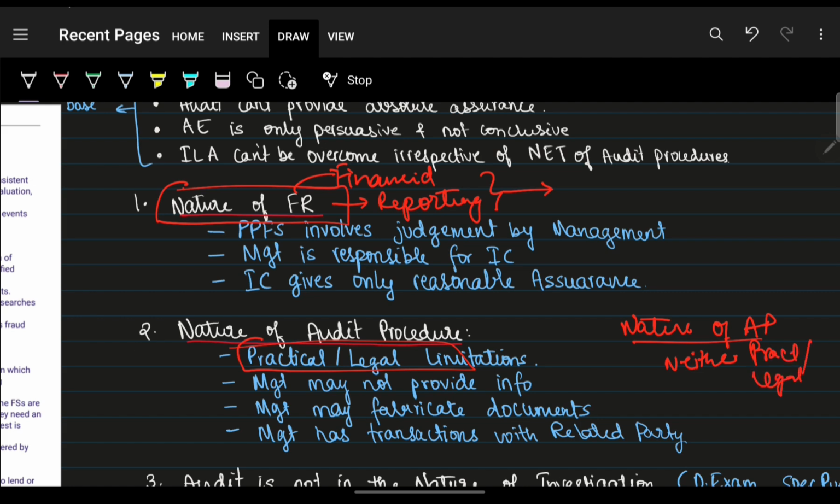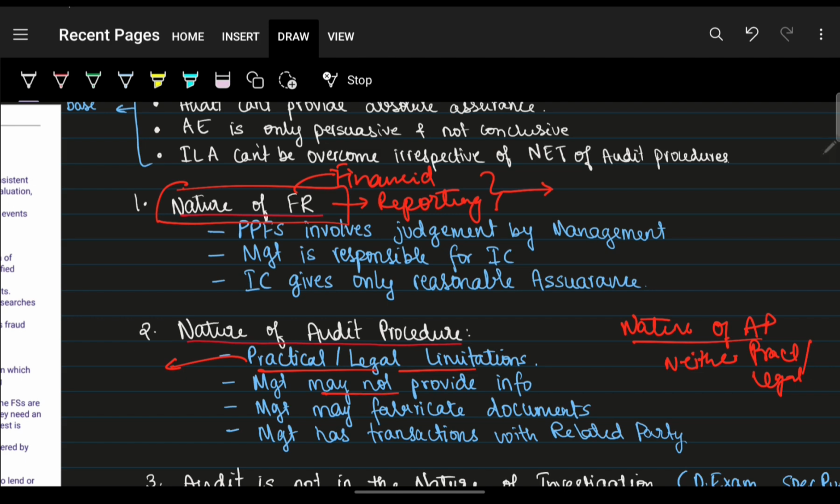Right? This is very simple. So it is neither practical nor legal. Why? How is it not practical? It is not practical to check all the documents, right? And there are certain legal limitations, such as we don't have the power to search, and we don't have the power to take sworn statements from the management. So those are the legal limitations.